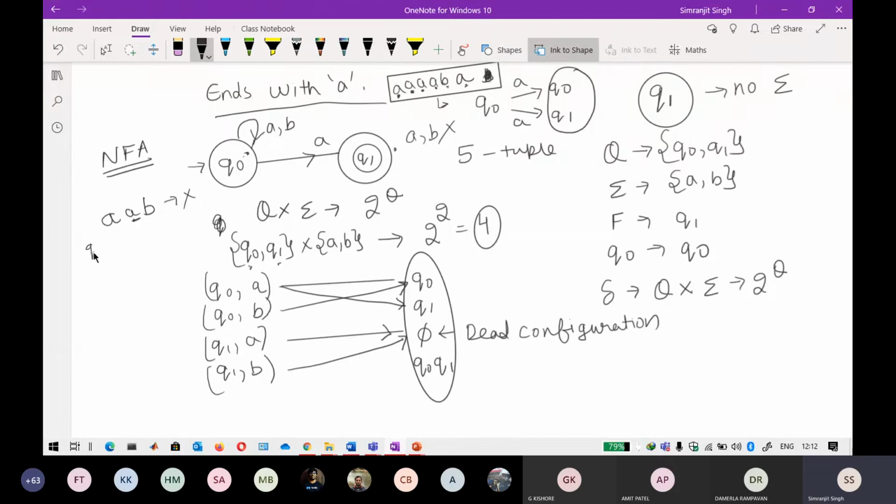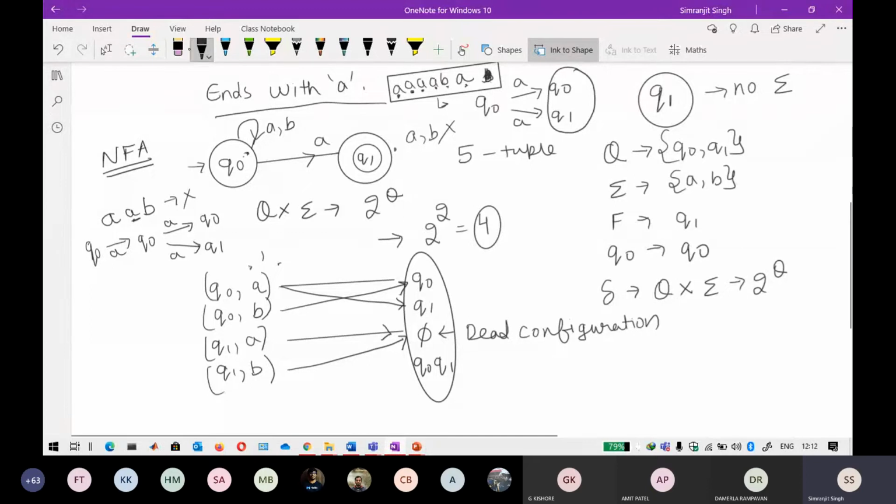If I write it out, it will be clearer. Q naught on receiving an input of A is staying at Q naught. After that, again A comes. Q naught on receiving an input of A is staying at Q naught, and again it can go towards Q1 here. I just want to follow one path here, so I'm concentrating on this path. After receiving an input of B, it is staying at Q naught. This is not a final state, so it means that this string is not accepted.